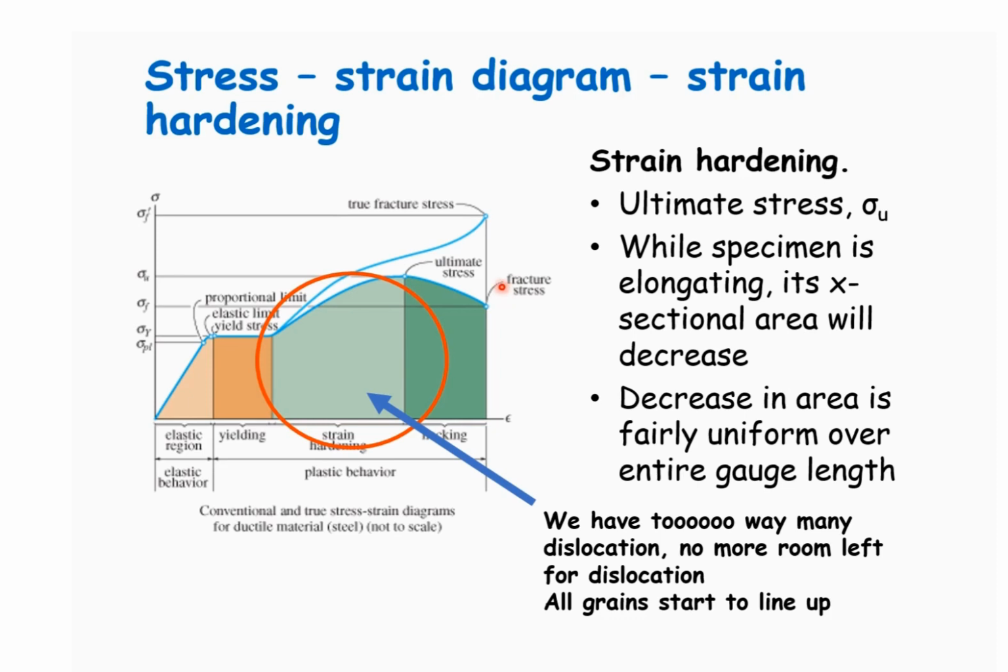Strain hardening occurs up to the ultimate strength. While the specimen is elongating, its cross-sectional area will decrease, and the decrease in area is fairly uniform over the entire gauge length. Within this region, as I mentioned before, there are too many dislocations and no more room left for dislocation, and all the grains will start to line up.